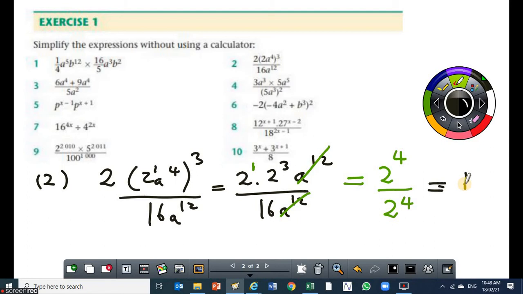Any question? Yes? How many marks is this question? Maybe 2 or 3, but 3 marks now. Okay, let's move on to the next one.